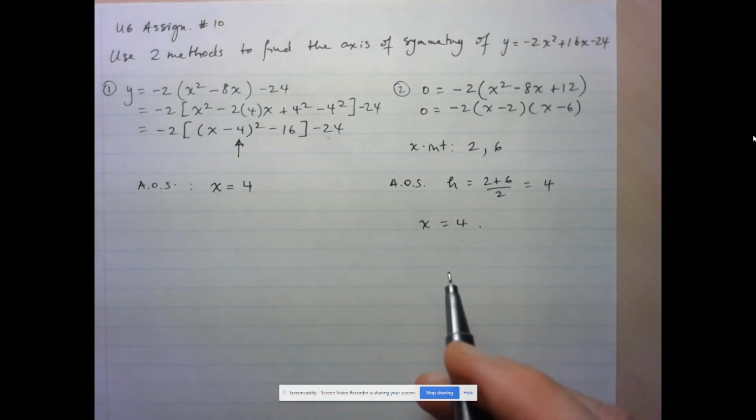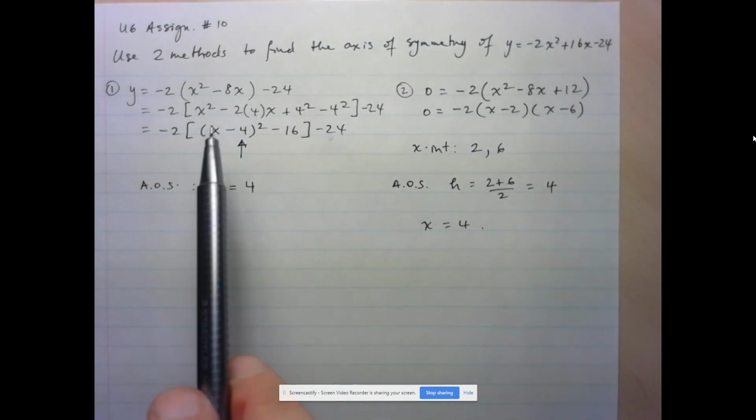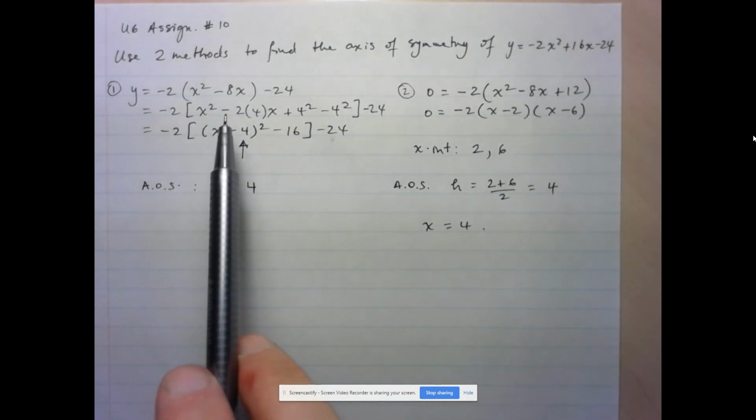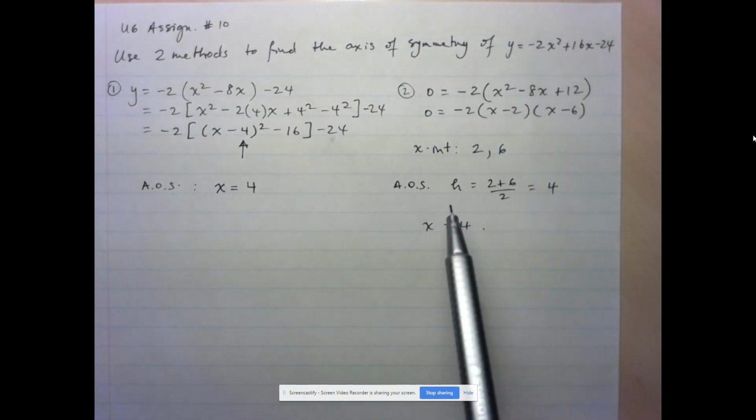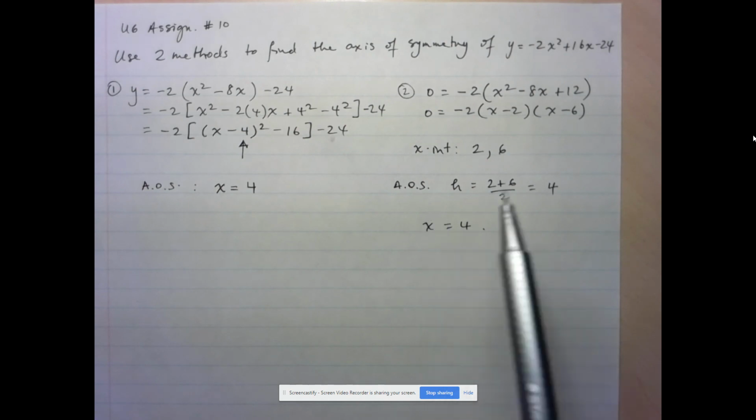Just keep in mind that finding this information while completing the square is great, but sometimes when factoring is easy, it might even be faster to go in that direction. All right, that's it for this one.